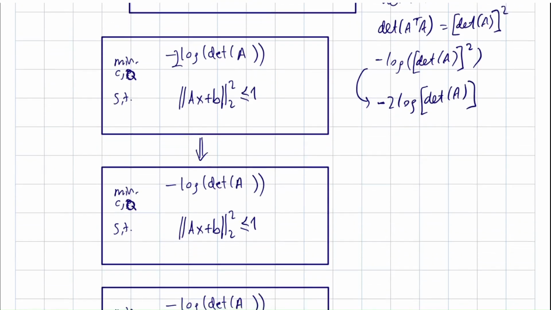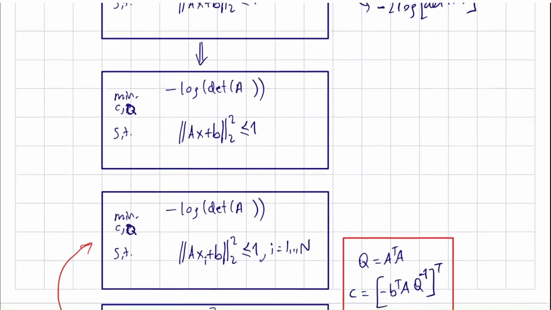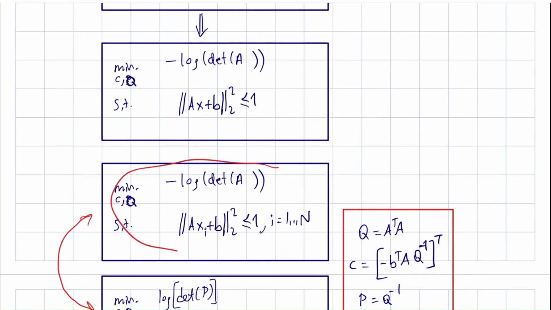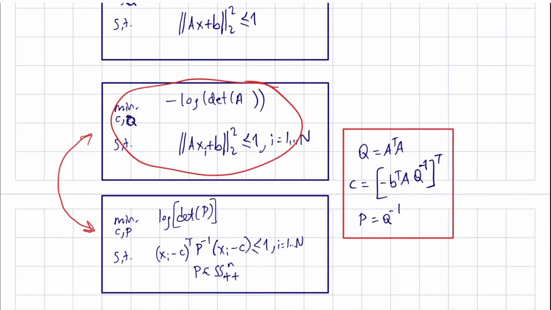So we can get rid of that, since the objective is scaled by a positive constant, and those two problems are equivalent. And at this point, it's great, because this problem is screaming, hey, I am convex, solve me, right?